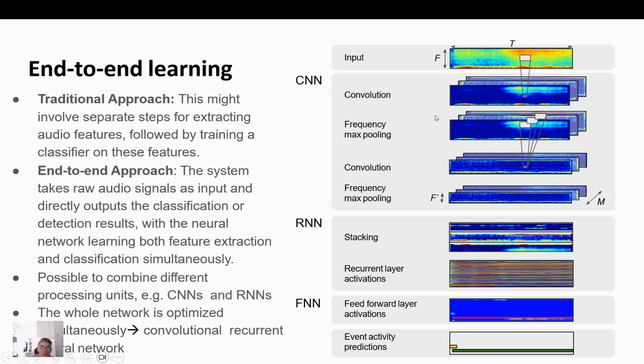So you will see that the top one is what I mentioned. We can actually have an end-to-end approach, where the system takes the raw audio signal as an input and directly outputs the classification or detection results. Okay, with the neural network learning both feature extraction and classification simultaneously. Okay, so it's possible to combine CNN with RNN. Okay, so we can see that this whole network will be optimized simultaneously to give the CRNN.